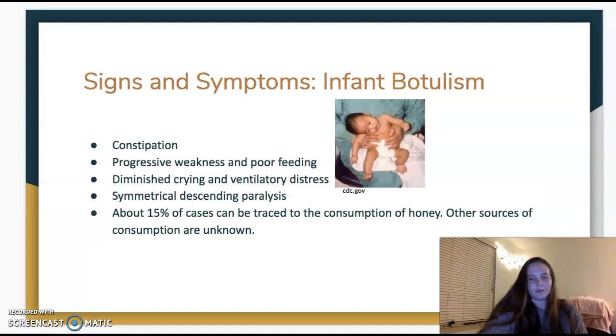So for infant botulism, generally the first thing you're going to see is constipation and progressive weakness, poor feeding, diminished crying and ventilatory distress. This will happen over the course of a few weeks. You'll see symmetrical descending paralysis, and then 15% of cases can be traced to the consumption of honey.